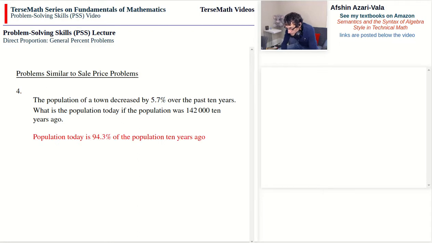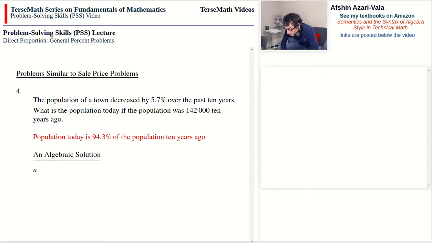The key statement is population today is 94.3% of the population 10 years ago. 94.3% comes from 100% minus 5.7%. So what's left over after you cut off 5.7% will be 94.3%. And so population today is 94.3% of the population 10 years ago.